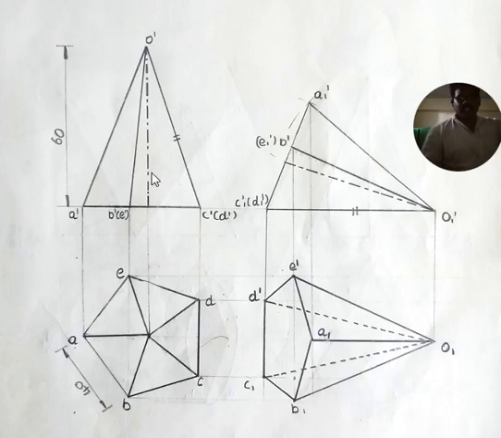Here, three slanting edges are visible based on the given conditions. Three slanting edges are visible to the observer. The remaining two slanting edges are invisible. If it is visible, you have to represent that by a continuous line. If it is an invisible slanting edge, that parameter has to be represented by dashed lines.